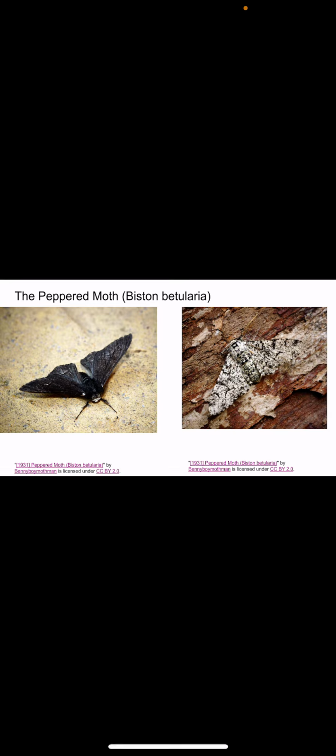The peppered moth is a species found in Europe and North America. It comes in two color forms, a light color form and a dark color form. Before industrialization, the light form was much more common as it blended in with the light colored bark of trees and helped it avoid predators like birds.